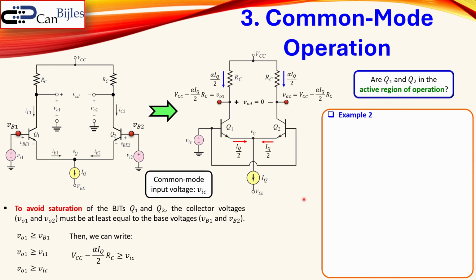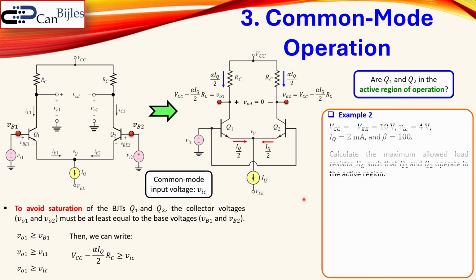Okay, let's also look at another example where we look at another situation, because we would like to now calculate what our load resistance must be in order to stay in the active region. So the same question, but then for specifically the value of RC. So we know what the VCC and the VEE are, again 10 and minus 10 volts. The 2 milliamps for our tail current IQ, the beta is still 100, but we have now set our VIC exactly to 4 volts. So this is now a situation where this is fixed.